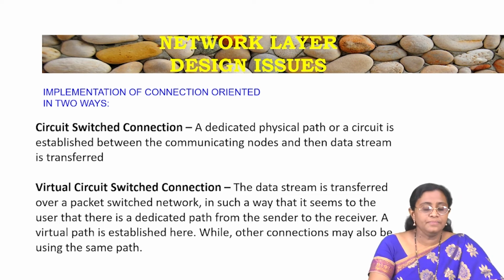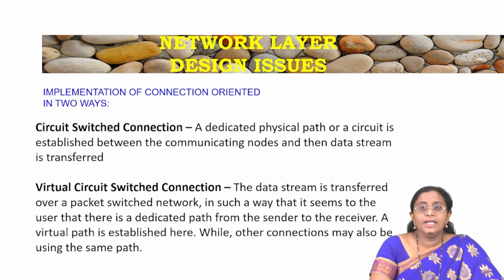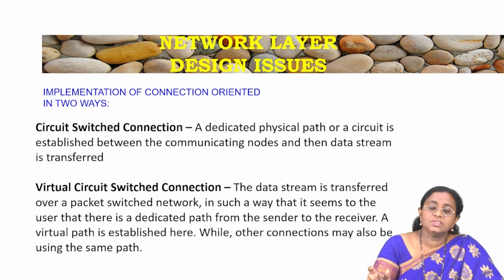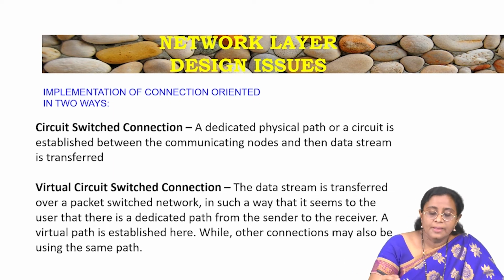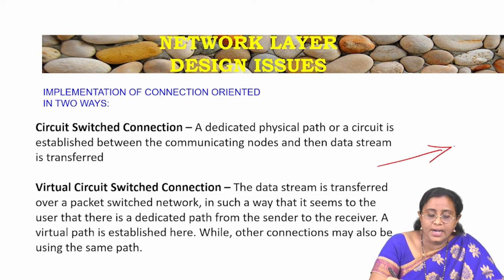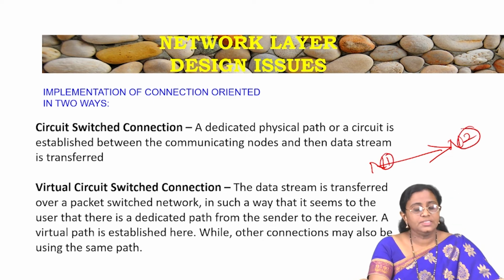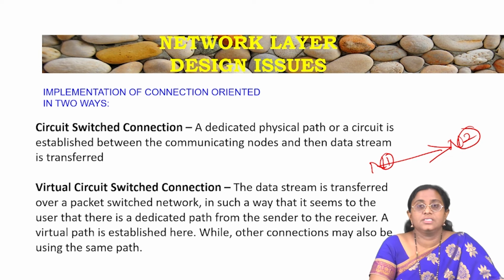The first one, the circuit switched connection, means we identify a dedicated physical path of a circuit that is established between the communicating nodes, and then the data stream can be transmitted from one node to another node. That means a dedicated physical path between the two communicating nodes. This is node 1 and this is node 2. So this is nothing but the circuit switched connection.